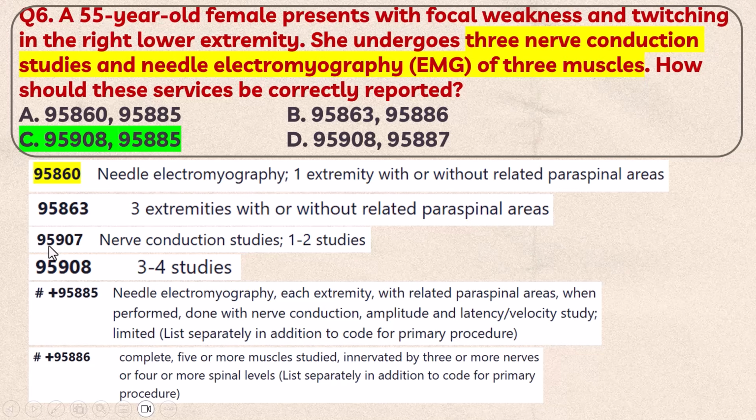Once you go to the code 95907, nerve conduction studies, 1 to 2 studies. 95908 says 3 to 4 studies. So here it is 3 nerve conduction studies, so 3 to 4 studies. So this code is the primary code, so C and D may be possible.